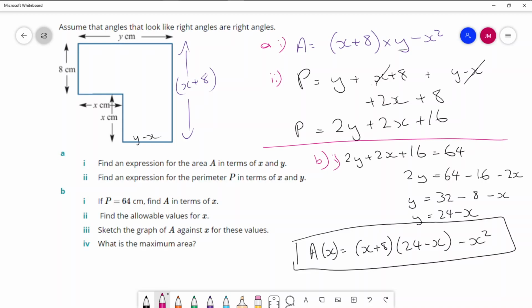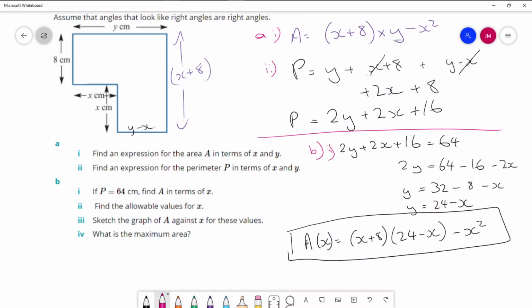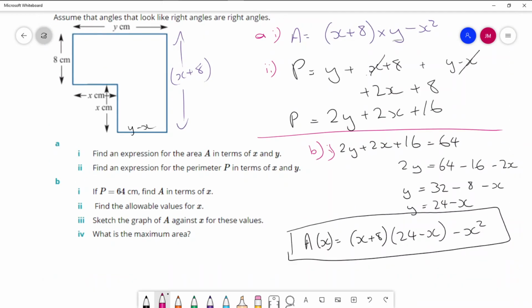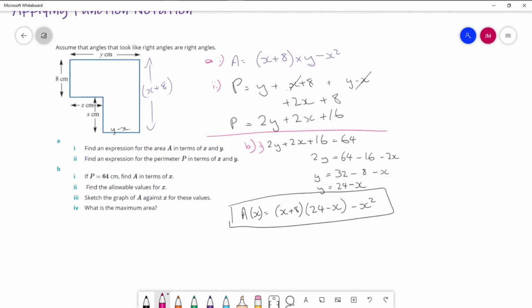Right, find the allowable values for x. Okay, so this is where it gets a little bit different to what you've done in the past. What are our possible values for x? We've got A in terms of x, and we can see the diagram on the side. We've got y minus x down the bottom here, and we can't have a measurement of 0 centimeters. This shape wouldn't exist or wouldn't look like it is. So therefore y minus x must be greater than 0. And also, what else do we know there?